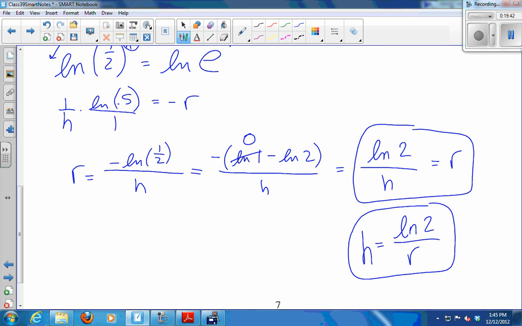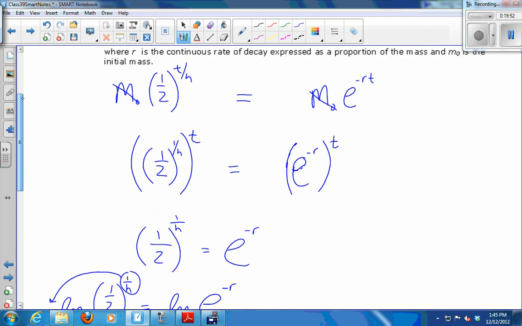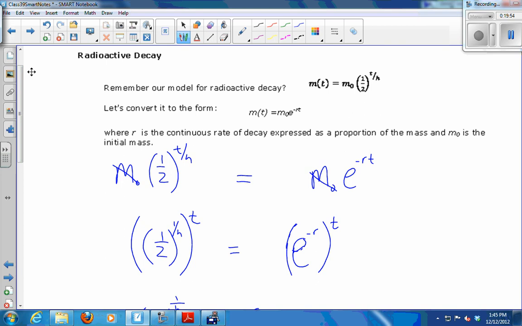Now, it seems complicated, but here's how you uncomplicate it. There are two models, right? We have two models that are totally equivalent. This one and this one, right? This first one uses half-life, and the second one uses continuous decay rate.